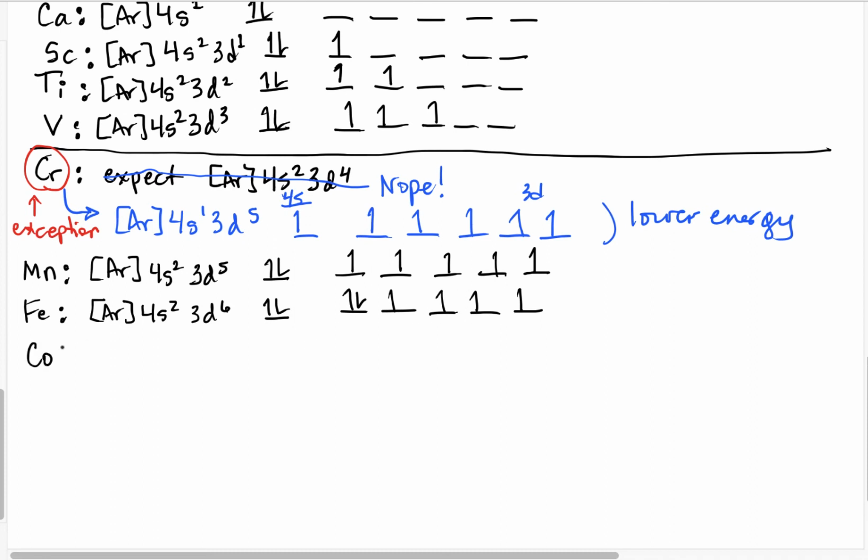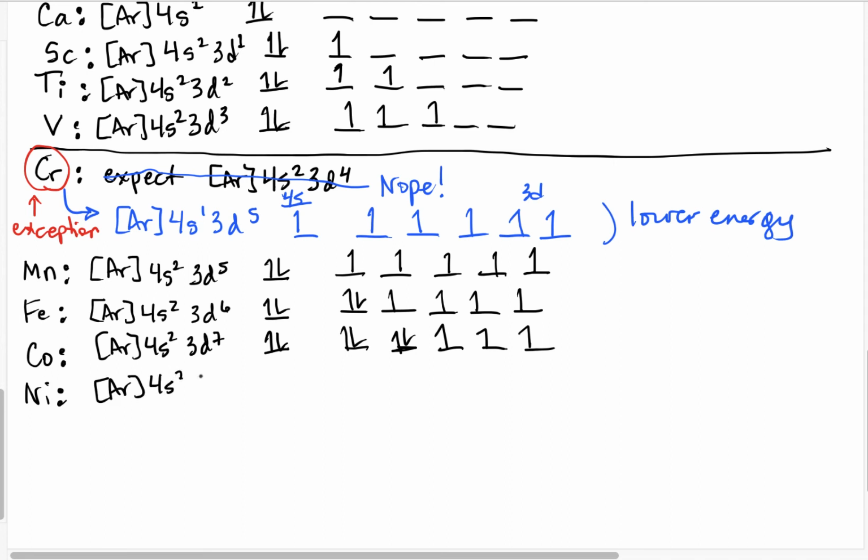Our next element is cobalt. 4s2, 3d7. No strangeness here. There, I just did it the other way. There we go. Nickel is next. 3d8, so there's our paired up s, and 1, 2, 3, 4, 5, 6, 7, 8.